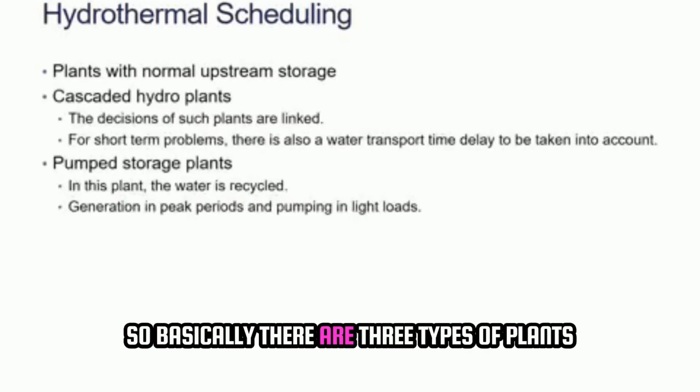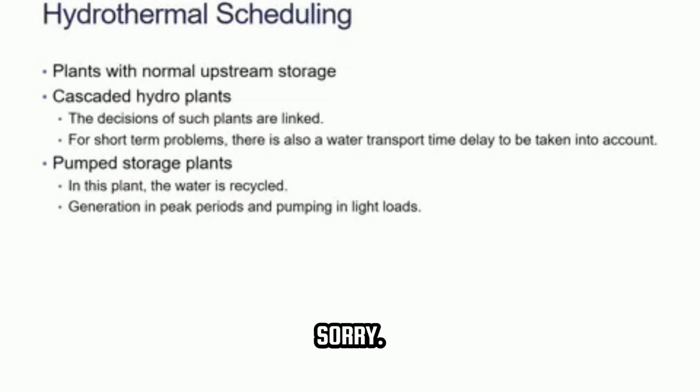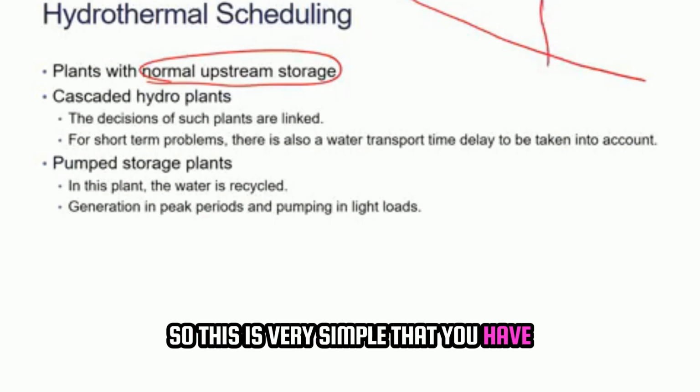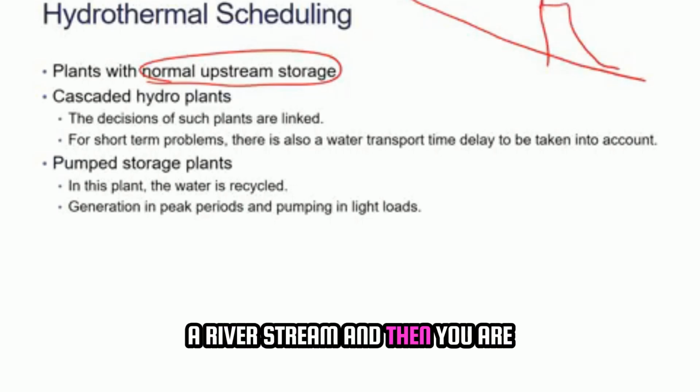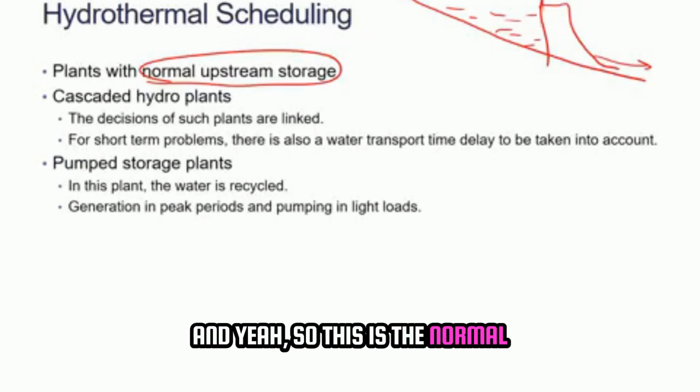So basically, there are three types of plants in hydrothermal scheduling. Sorry, in hydropower plant generation. One is normal upstream storage. This is very simple: you have a river stream and you are storing water here, and this will discharge whenever you generate power. So this is the normal upstream storage generator.